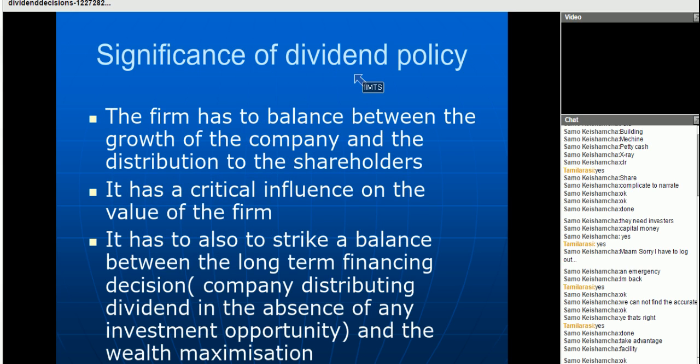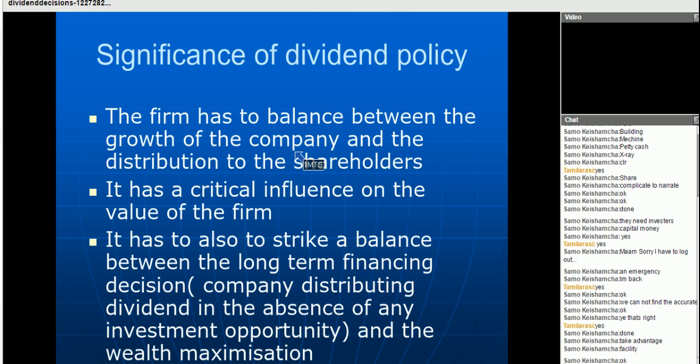Now, what is its significance? The firm has to balance between the growth of the company and distribution to the shareholders. How can the company grow? For growth, a lot of investment is needed. If we have to purchase new machinery, employ more laborers, or purchase new premises, for everything, investment will be needed, and that investment cannot be done by the entrepreneur out of his own pocket.